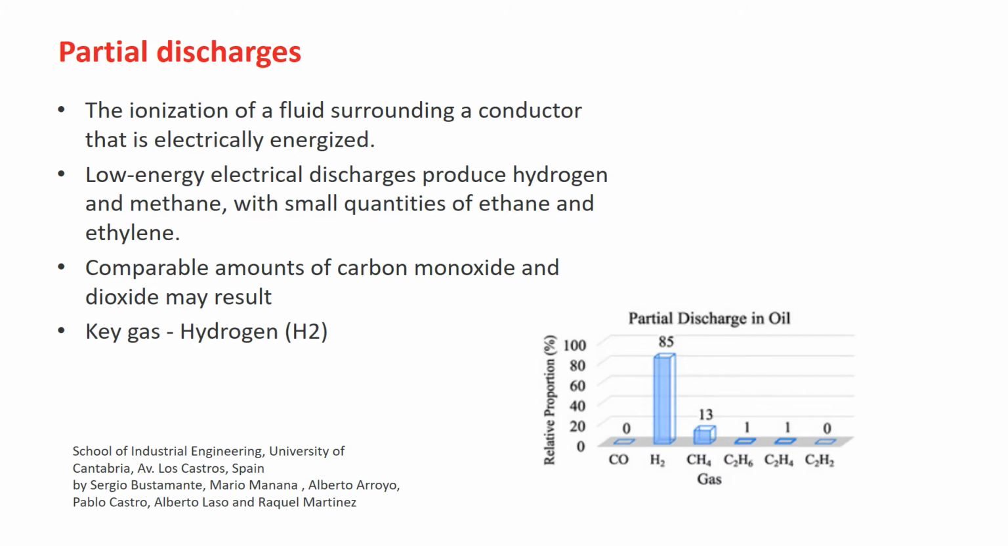Partial discharges. Partial discharge is the ionization of a fluid surrounding a conductor that is electrically energized. Low energy electrical discharges produce hydrogen and methane with small quantities of ethane and ethylene. Comparable amounts of carbon monoxide and dioxide may result. Please note that methane and ethane are generated at temperatures between 300 to 500 Celsius. The signature or the key gas generated by partial discharge is hydrogen.